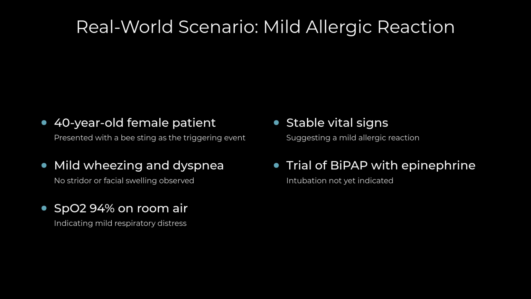Instead of intubation, you could start with epinephrine to reduce inflammation and trial BiPAP to support her breathing. BiPAP delivers positive pressure to improve oxygenation and reduce work of breathing, buying time for medical therapy to work. Monitor closely for worsening swelling or distress. If stridor or hypoxia develops, escalate to intubation. This shows how severity guides the choice between invasive and non-invasive options.